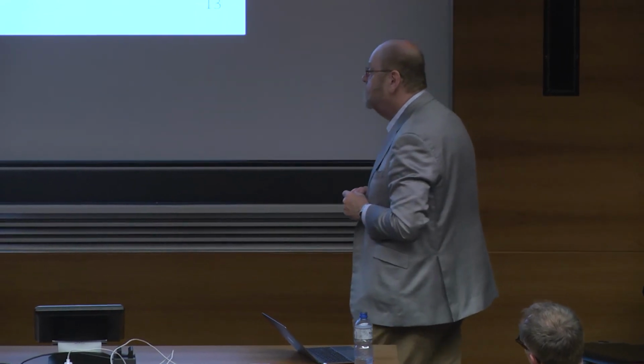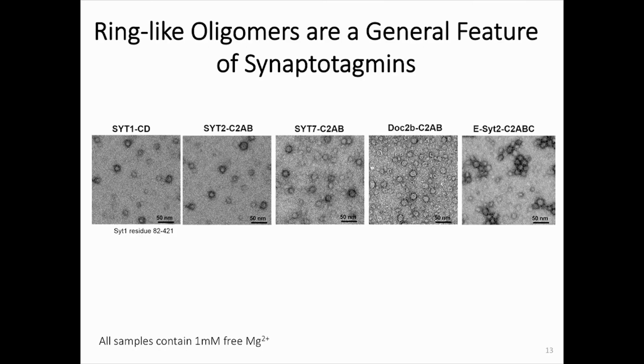Now, how general are synaptotagmin ring oligomers? Well, as I've mentioned, there are a large number of synaptotagmins. We haven't tested all of these, but we've tested some of them. And here is synaptotagmin 1. Synaptotagmin 2, of course, forms rings. Synaptotagmin 7 forms rings. Another soluble protein that is a regulator of exocytosis, DOC2B, forms rings. So it seems to be a very general property of synaptotagmins.